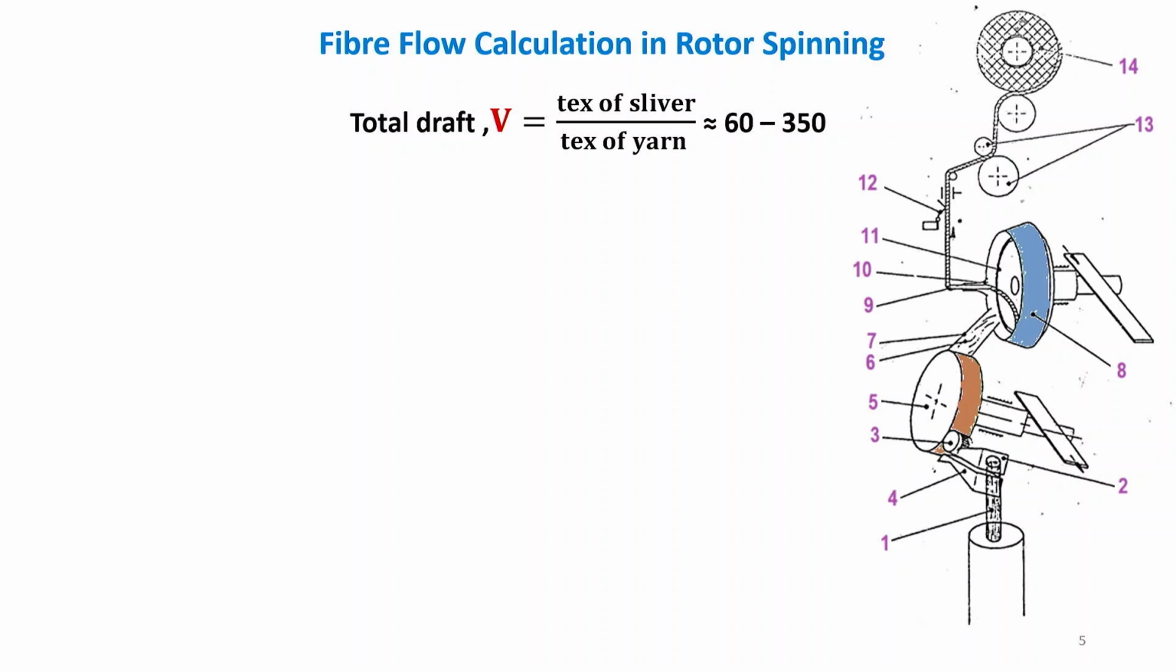Now, the total actual draft is the text of sliver divided by the text of yarn. Depending on the sliver linear density and yarn linear density, this draft may vary from 60 to 350, a little more or less. One thing we should remember is that in rotor spinning the feed material is sliver.